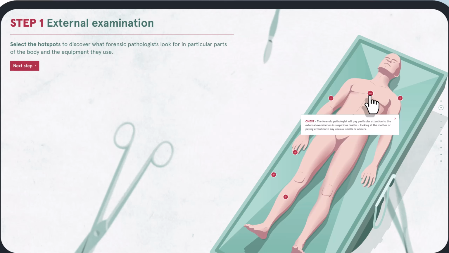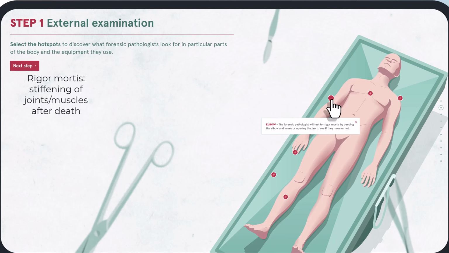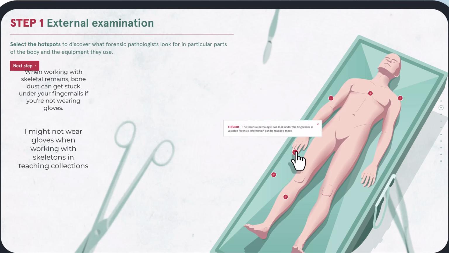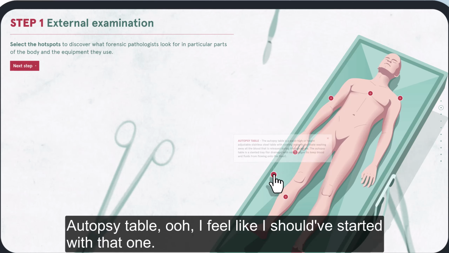Chest. The forensic pathologist will pay particular attention to the external examination in suspicious deaths, looking at the clothes or paying attention to any unusual smells or odors. Elbow. The forensic pathologist will test for rigor mortis by bending the elbow and knees or opening the jaw to see if they move or not. Fingers. The forensic pathologist will look under the fingernails as valuable forensic information can be trapped there. Autopsy table. Oh, I feel like I should have started with that one.